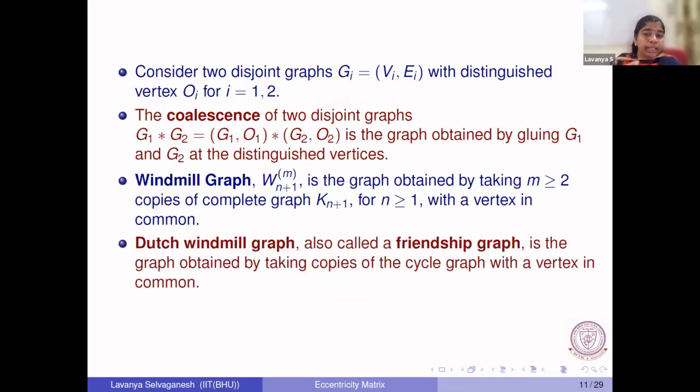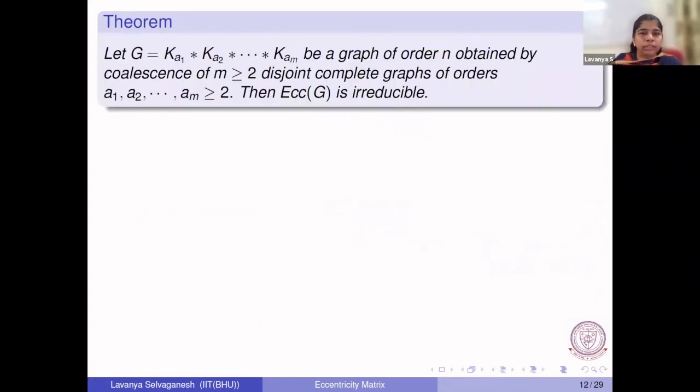Similarly, the Dutch windmill graph is nothing but taking copies of the cycle graph and gluing them at a vertex, having a vertex in common. So I was interested in looking into the spectral properties of the eccentricity matrix for the windmill graph and the Dutch windmill graph. That's where we started, and this work is now accepted, going to be published in Discrete Mathematics.